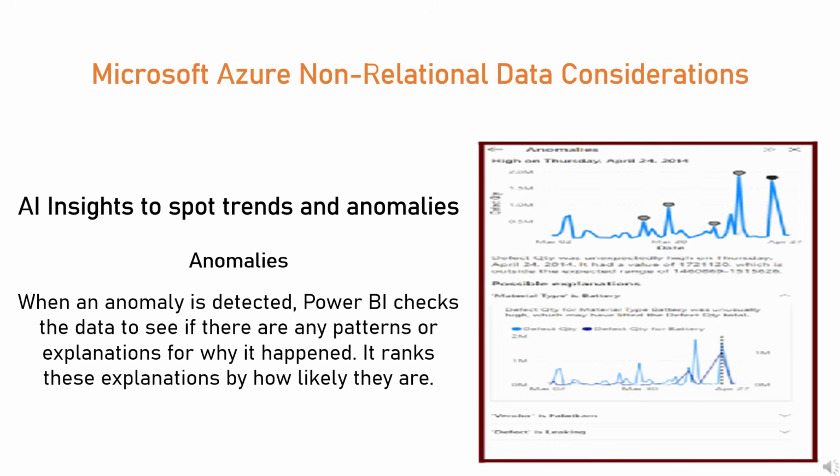When an anomaly is detected, Power BI checks the data to see if there are any patterns or explanations for why it happened. It ranks these explanations by how likely they are.